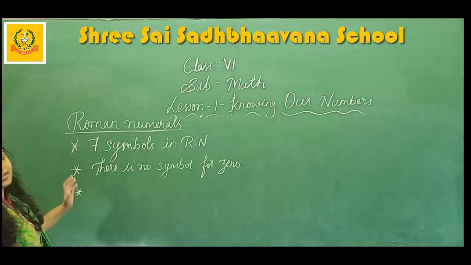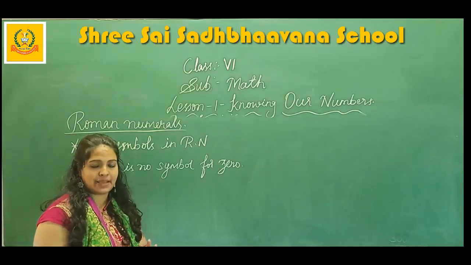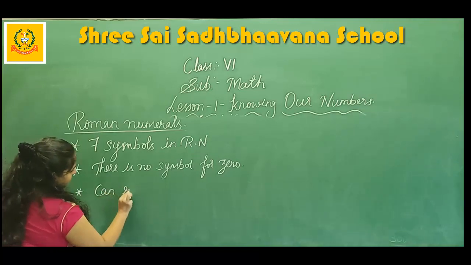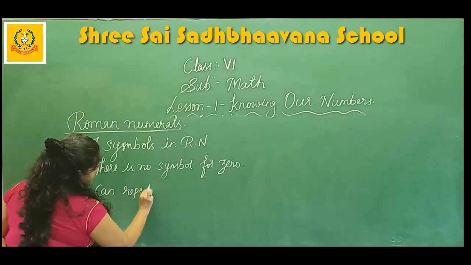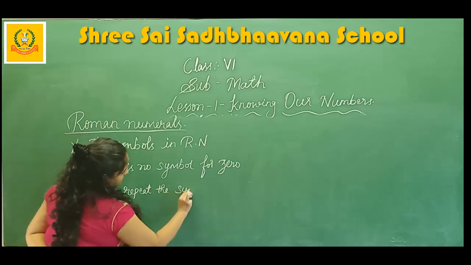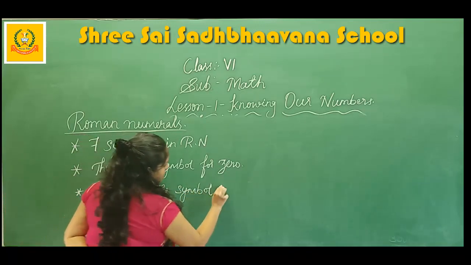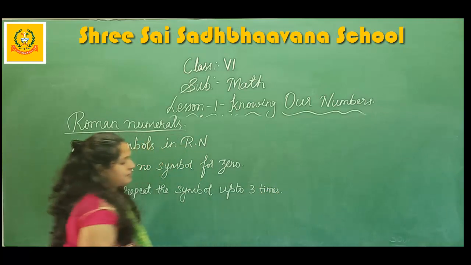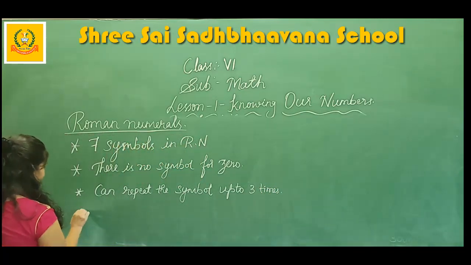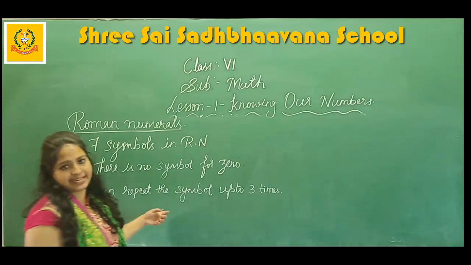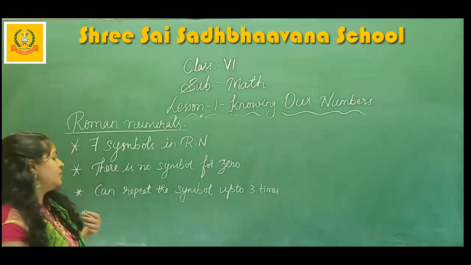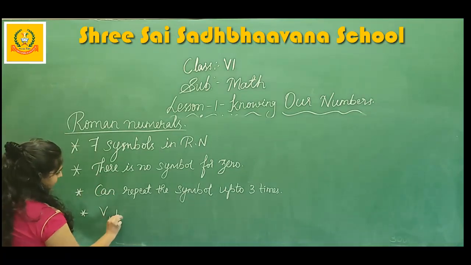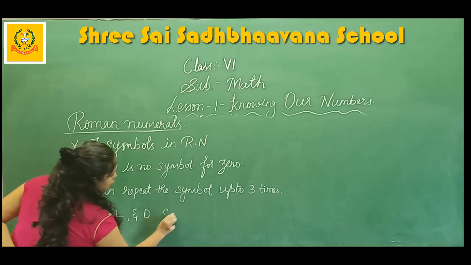And we can repeat the symbols up to 3 times, maximum up to 3 times. Repetition means addition. Then some of the symbols won't repeat. Which all are those? V, L and D cannot be repeated.